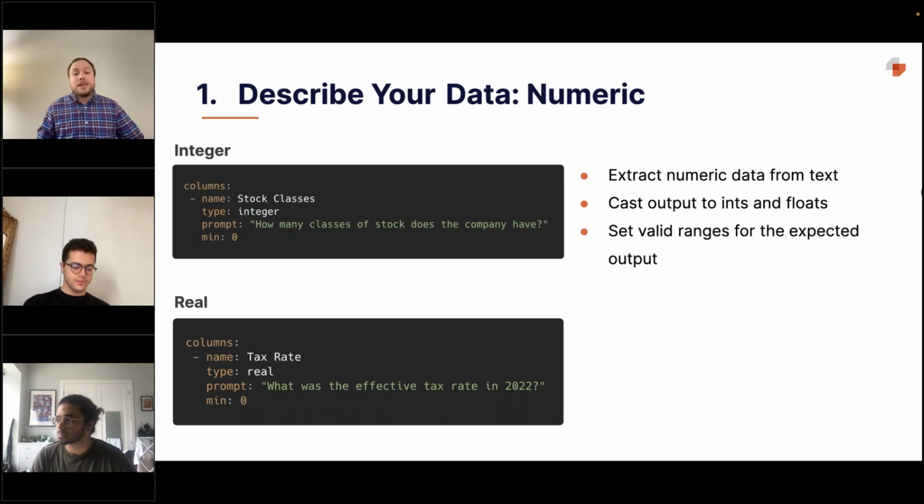You can also set up numeric data where you look for integers or real numbers, and you can set bounds on those based on your domain knowledge about what you're looking for. So for example, how many classes of stock does the company have? You're not likely going to want a negative number. So you can just straight up specify that the answer must be positive. So each of these has a question associated with them that we're going to use to extract the data, and then the remaining parts of the schema are used for validation.